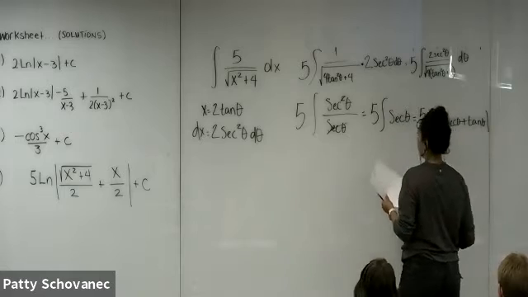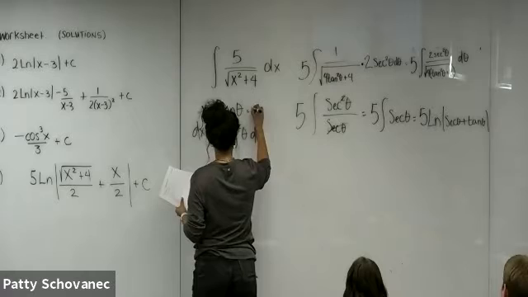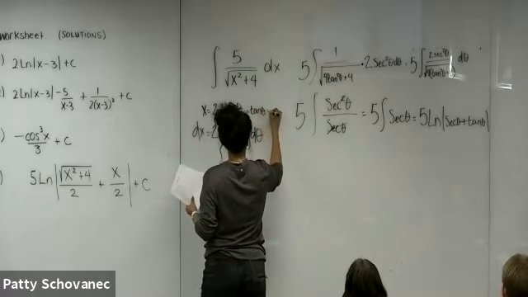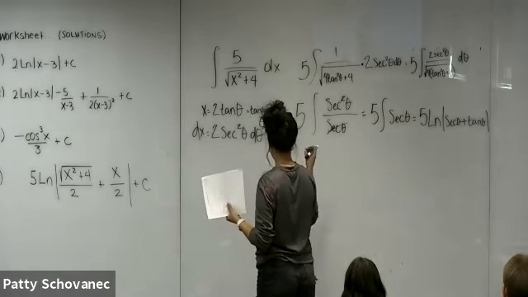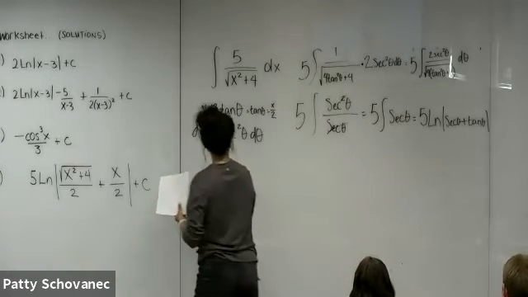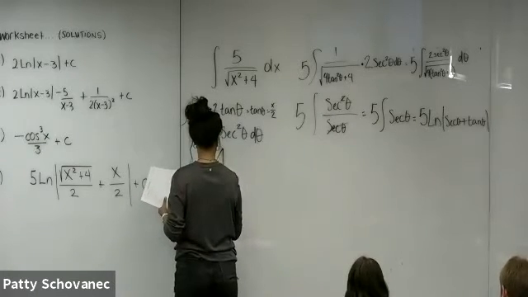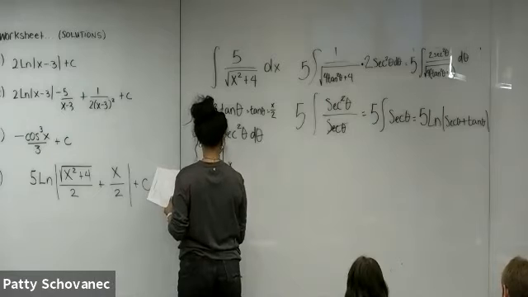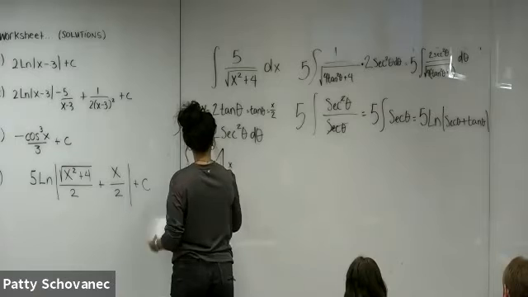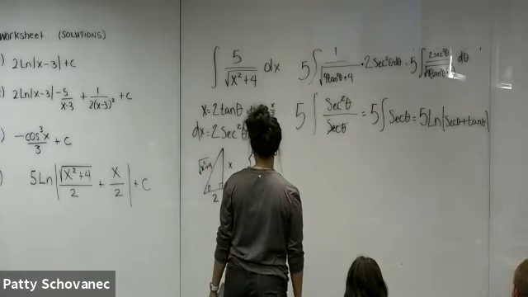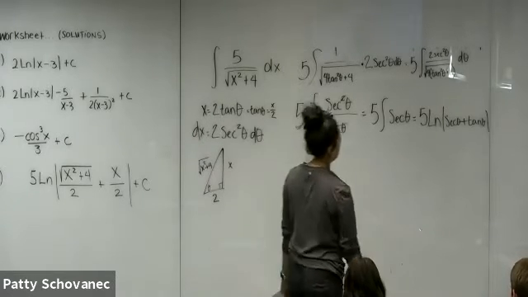All right, and then now we go back here, right? And solve for x. So, we have tangent theta equal to x over 2. So my triangle, that's ugly. Opposite is x, adjacent is 2, which would make the hypotenuse the square root of x squared plus 4. And we don't need theta, we need secant of theta and tangent of theta.